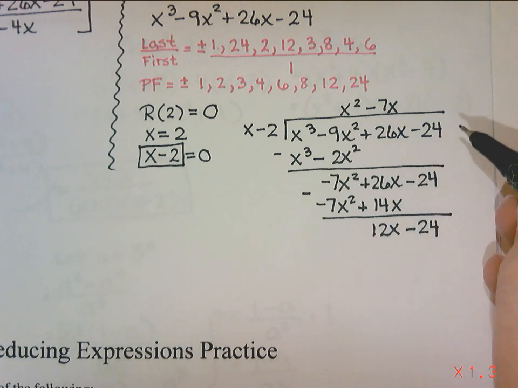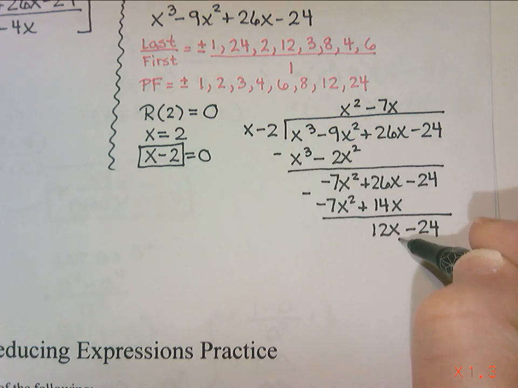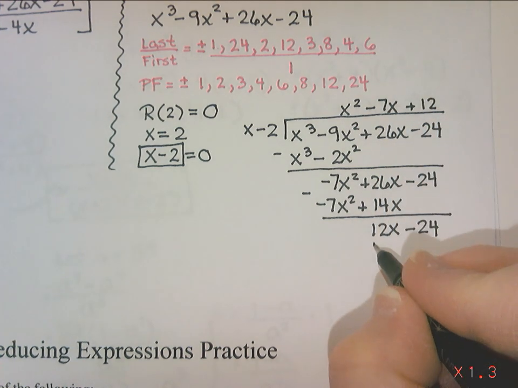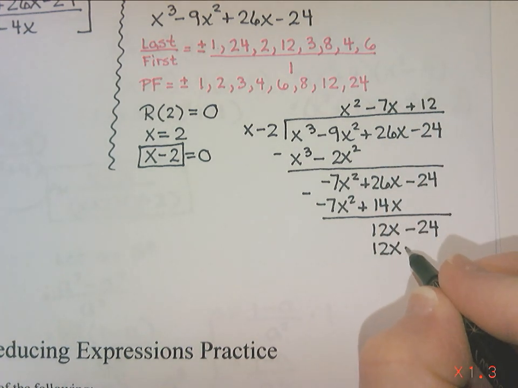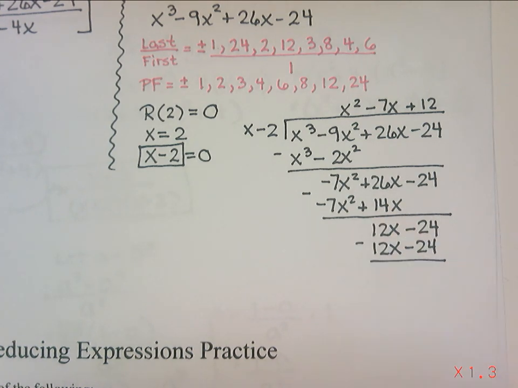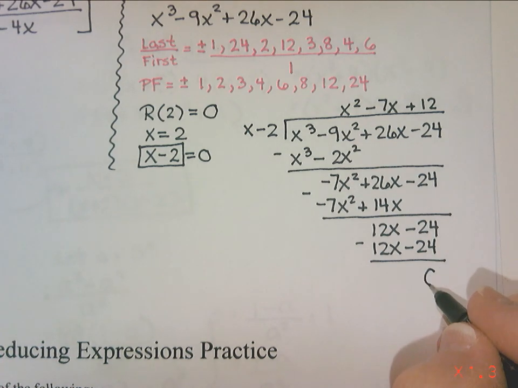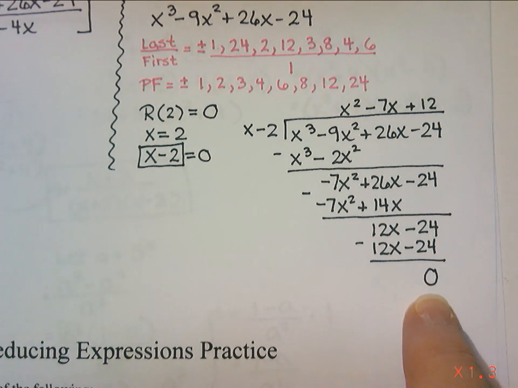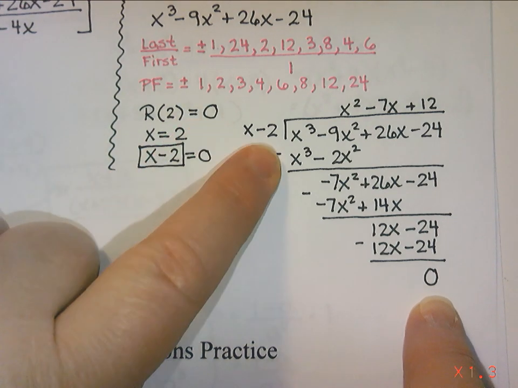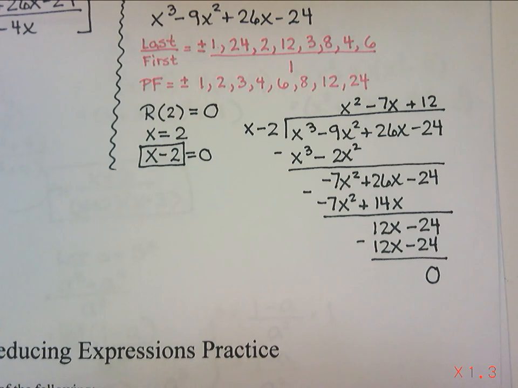All right, last step, how do I turn an x into a 12x? I need to multiply by 12. 12 times x is 12x. 12 times negative 2 is negative 24. 12x take away 12x is 0. And then negative 24 take away negative 24 is also 0. And that is how I know I did this right, because the remainder is supposed to be a 0. That was how I came up with the 2 in the first place. So I always feel good to know that that actually worked out.